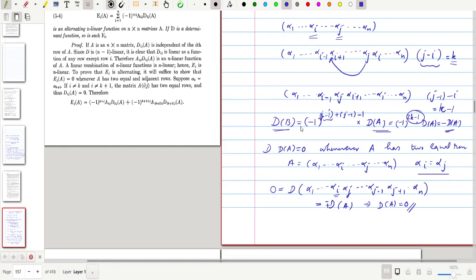So this proves the lemma, and using this we will establish the existence of n-linear functions in m and n over k, where k is a commutative ring with unity. So in the next class we will discuss the existence of n-linear functions, n-linear alternating functions, as well as the n-linear determinant functions.